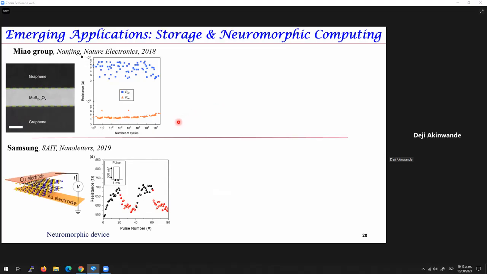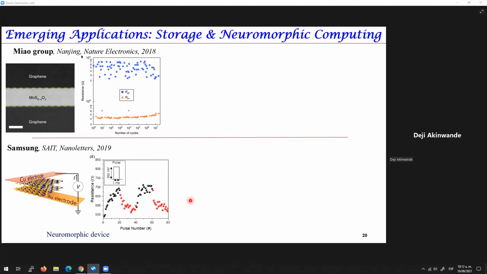Samsung has also been very active in this field. They published just 2 years ago. In fact, they were the first group that directly reproduced our work. In this particular case, they decided to focus on 2 layers of MoS2 because the 2-layer stack is more reliable for the memory than the monolayer stack. And they demonstrated the first neuromorphic computing with this 2-layer MoS2 stack. You can see the potentiation and depression representative of the synaptic operations in the brain.